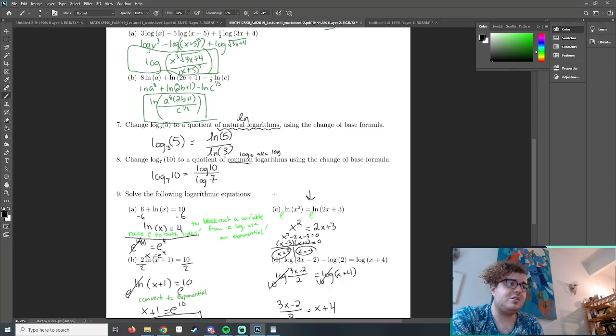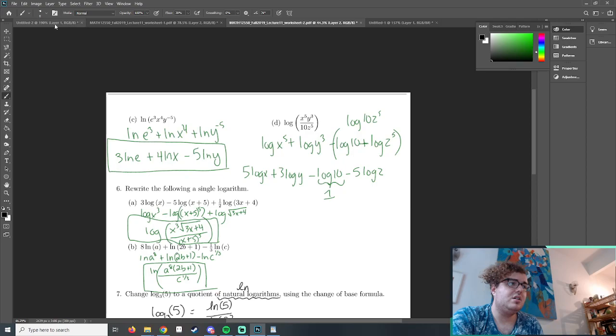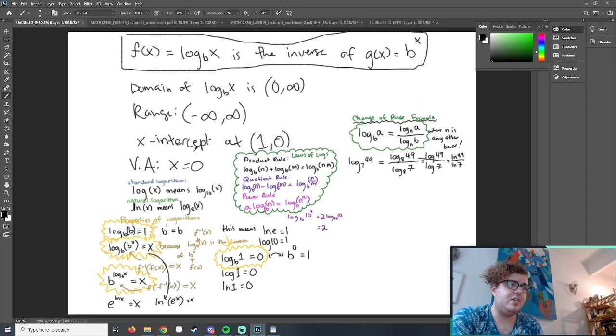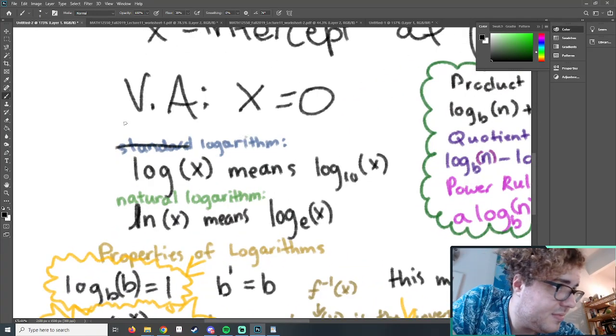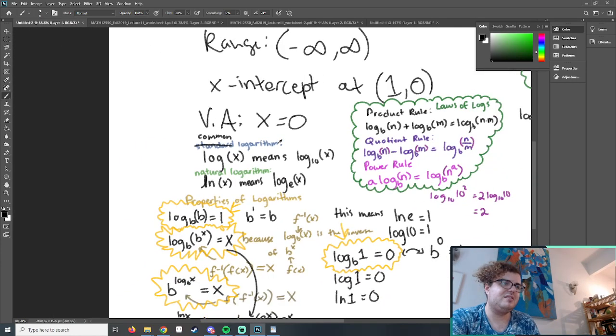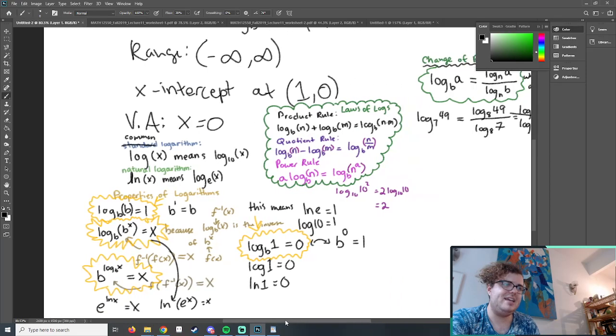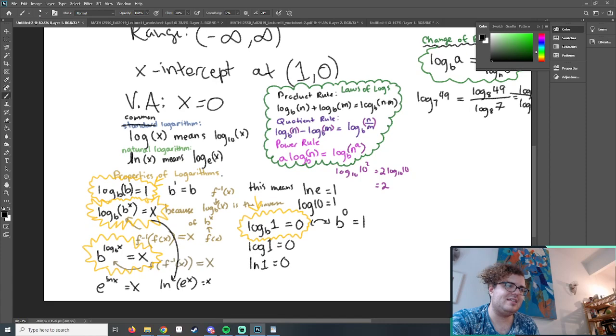I'll do a quick review. I'll show all of our notes from before. So we have our log base b of x is the inverse of b to the x. The domain of log base b of x, the range, the x-intercepts, the vertical asymptotes. I should say, I'll fix this, it should say common logarithm. The common logarithm is log x, which just means log base 10 of x. The natural logarithm is ln x, which means log base e of x. E is the natural number.